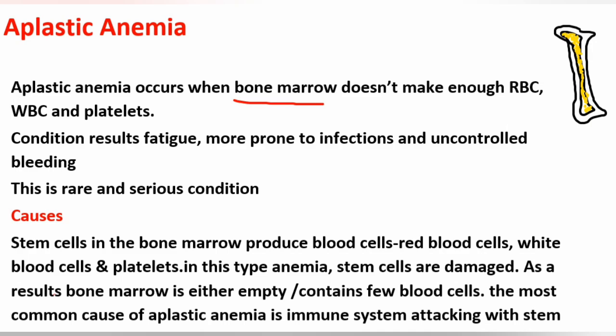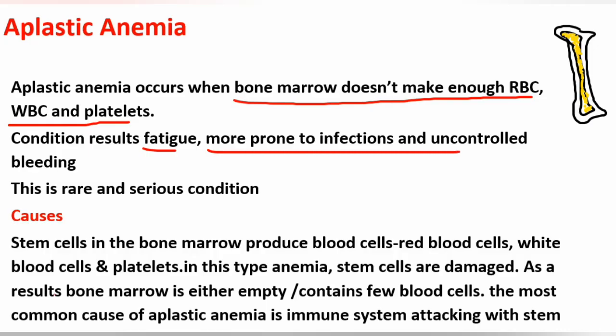Aplastic anemia. Aplastic anemia occurs when the bone marrow does not make enough red blood cells, white blood cells, and platelets. The condition results in fatigue, being more prone to infection, and uncontrolled bleeding. This is a rare and serious condition.